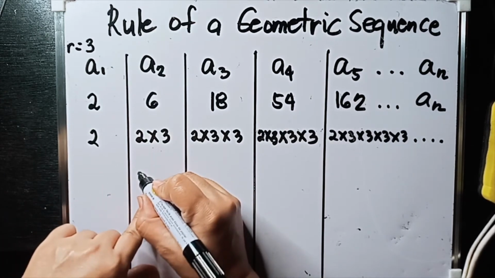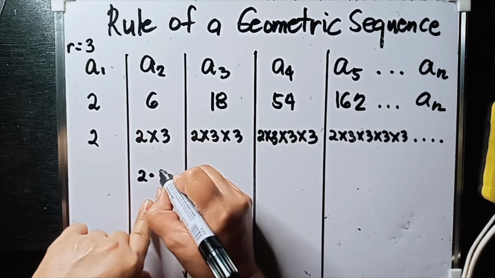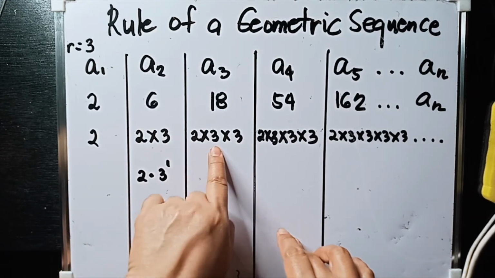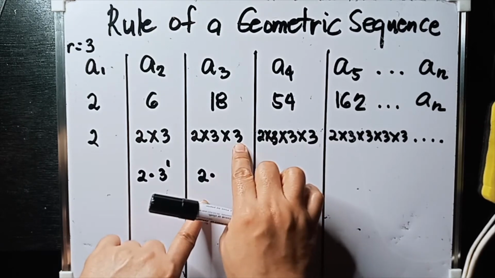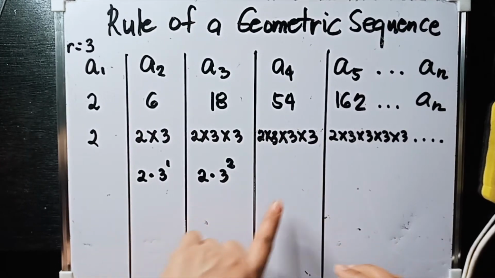So, this means that we have 2 times 3 raised to the first power. How about this? It means that we have 2 times 3. We have 2 3's here. So, it means 3 squared.